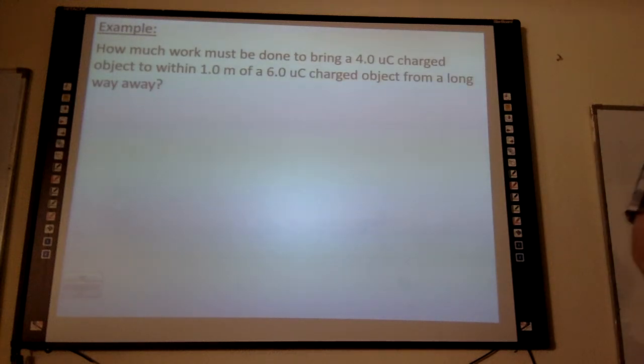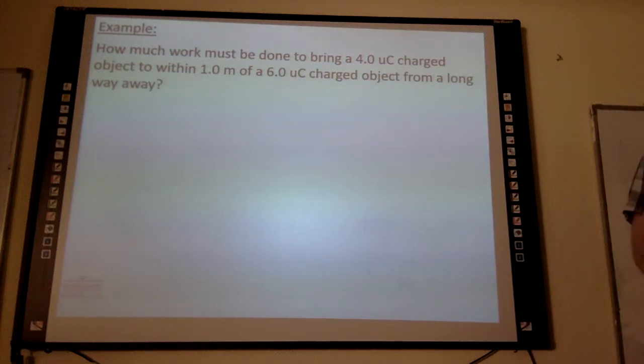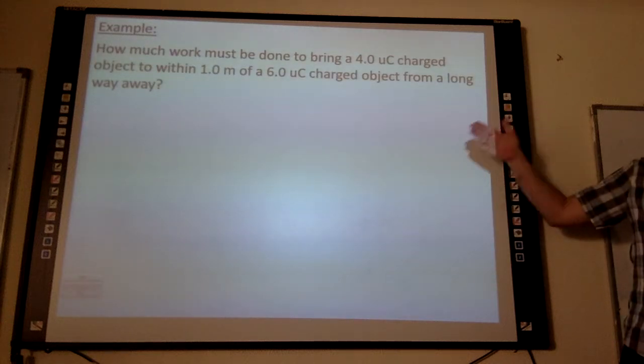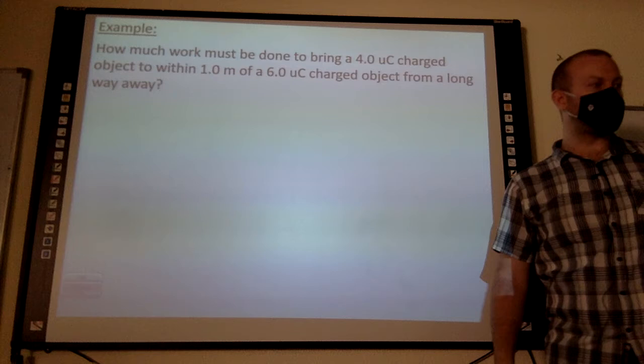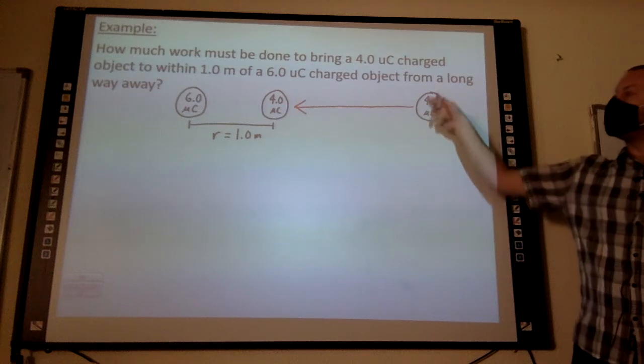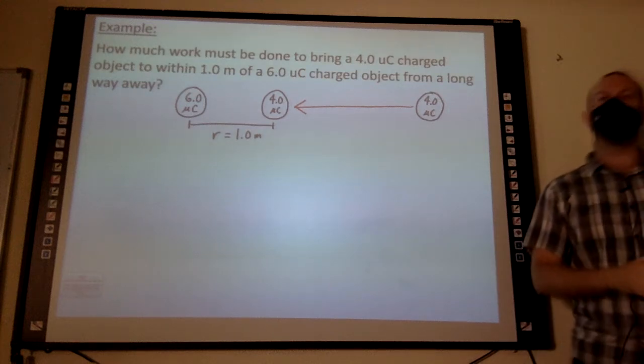Just to make sure. How much work must be done to bring a 4 microcoulomb charge, okay, so again, here is our microcoulomb. It takes too long to search in the symbols to get the mu symbol, so it's just written as U, but that just means 10 to the power of negative 6. So we want to move a charged object from a long ways away to within 1 meter of a 6 microcoulomb charge. So this is what it looks like. Essentially, this is at an infinite distance. We are bringing this closer till it's now at 1 meter away from this.